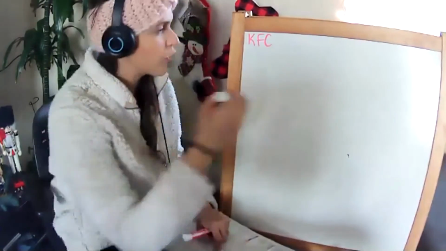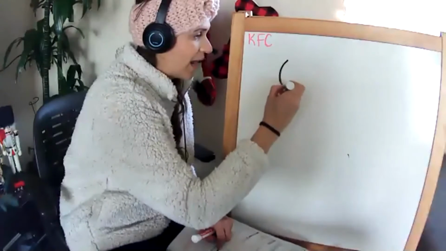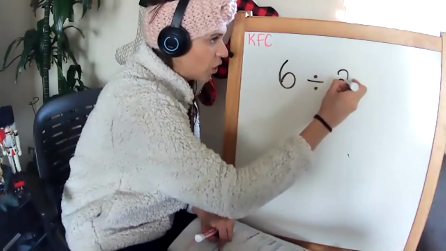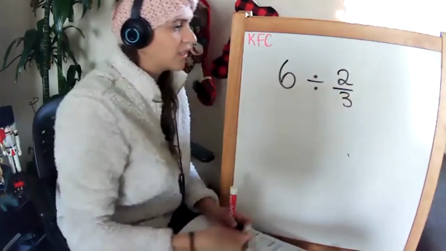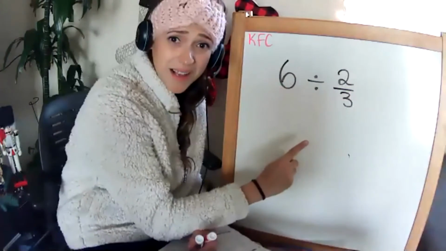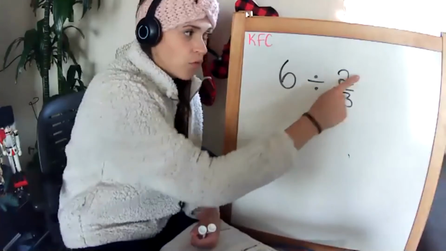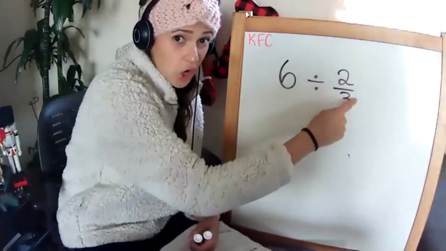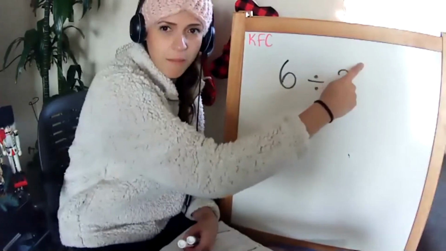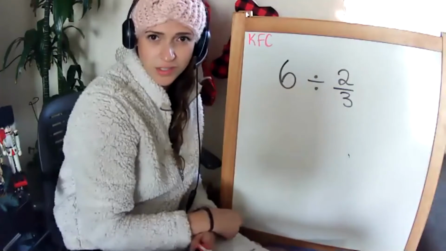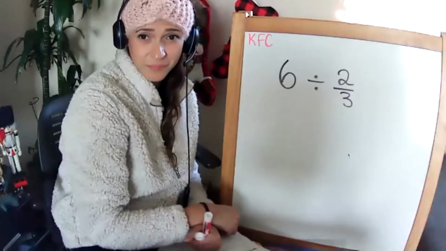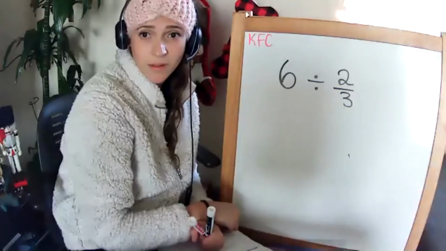How many 2/3 are in 6? So I have 6 as my starting number, and I'm splitting it into 2/3. Let's use our KFC. I cannot work with division. Why? Because look how silly this would be. Listen, fractions are division problems. So you're saying 6 divided by 2/3. Then drop it down and make it 6 times 3.